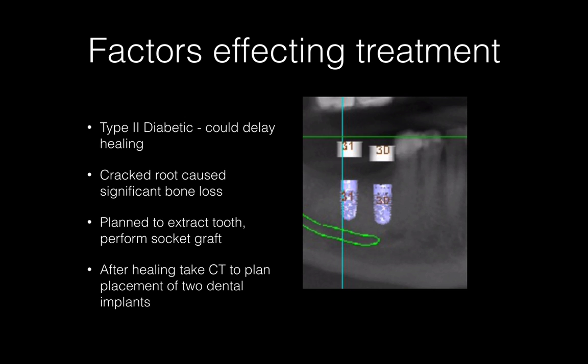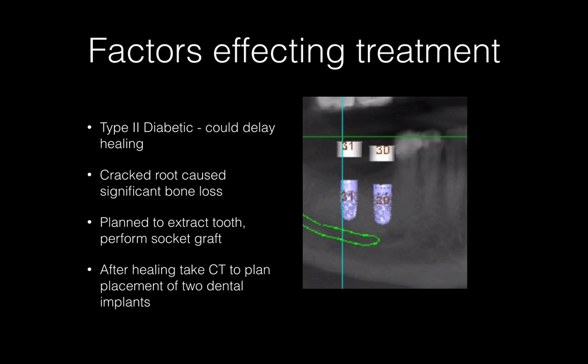So factors affecting treatment. This particular patient was a type 2 diabetic, and that can delay your healing. With the cracked root in place, that could cause, and in this case it did cause, some significant bone loss in that area. We planned on extracting the tooth and performing a socket graft. This was a CT image after the healing had taken place, and we were planning for 2 dental implants.